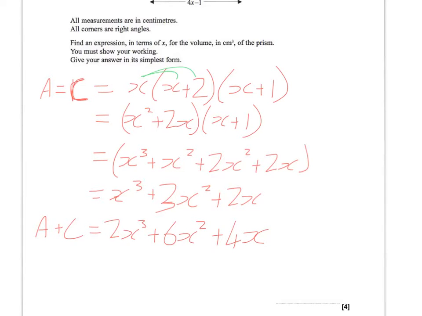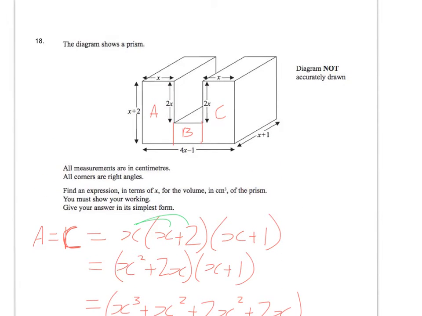So, let's look at B then. Now, B's a bit more awkward. A couple of things I've got to work out. First off, its height. Well, the height of the whole thing is x plus 2. But I need to take away this bit here, so I need to take away 2x. Now, that gives me a negative unknown when I simplify it down, doesn't it?